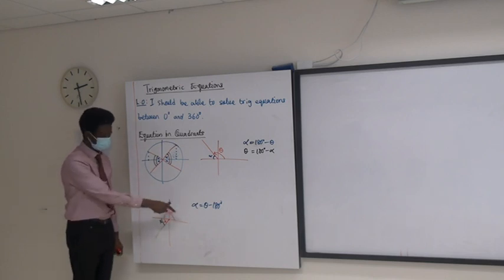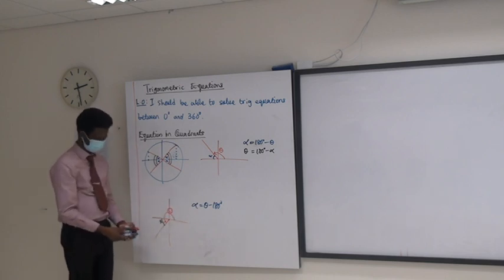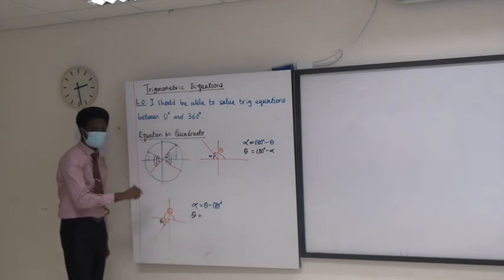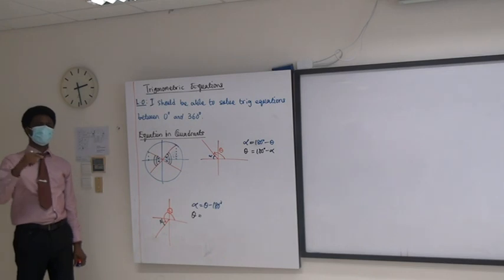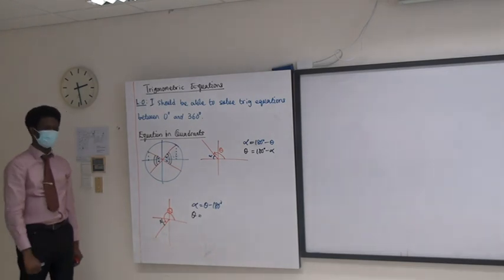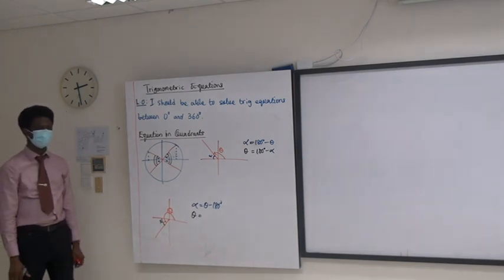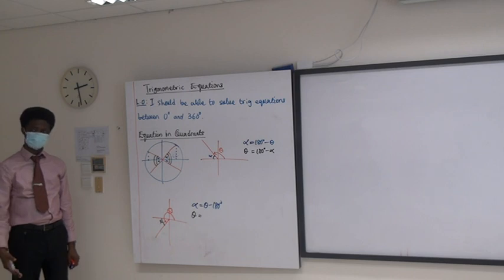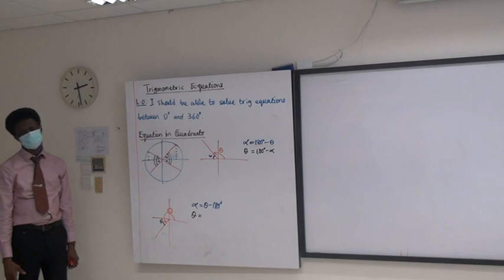Now, similarly, what if I want to find theta? If in this case I'm provided with alpha, and I want to get the value of my theta, Corinne, how do I get it? Use 360 minus theta. Did you hear my question? Class, what do I want to get in my question? Alpha. Theta. Theta.